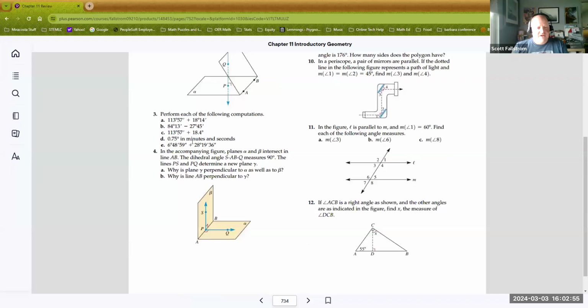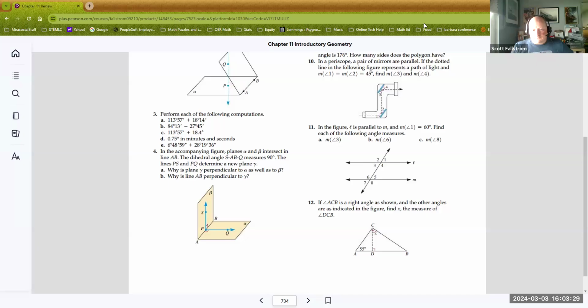So question 4A. Let's see here. In the accompanying figure, planes alpha and beta intersect at the line AB. Okay, that makes sense. The dihedral angle called SABQ measures 90 degrees. Picture this as a wall meeting the ceiling, or the floor meeting a wall. That's all we're saying. The lines PS and PQ determine a new plane that looks like gamma.